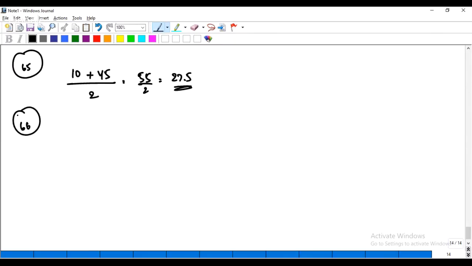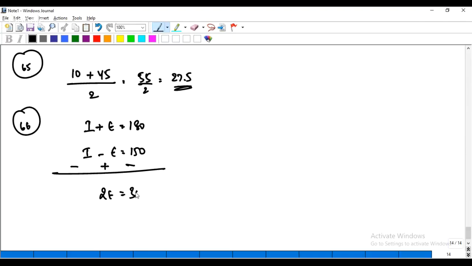66. The difference between the interior and exterior angle. You know, interior plus exterior is equal to 180 and interior minus exterior is equal to 150. Subtract: minus plus minus, 2 into exterior is equal to 30. Exterior is equal to 15. If exterior is 15, you can say simply you have 24 sides.